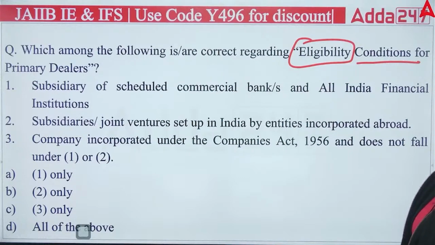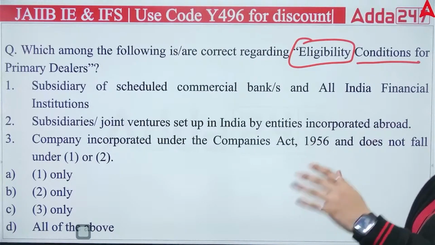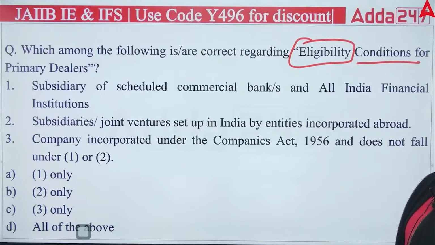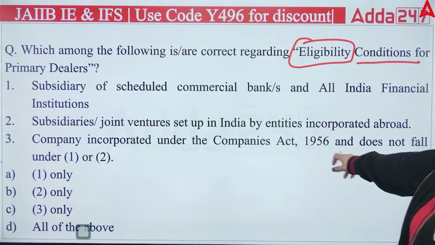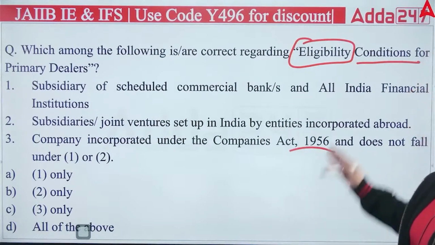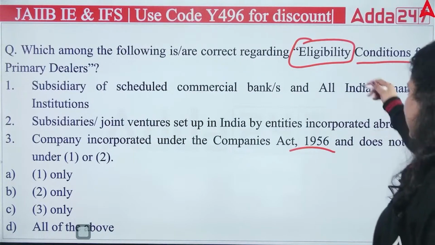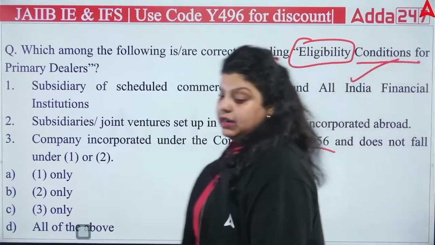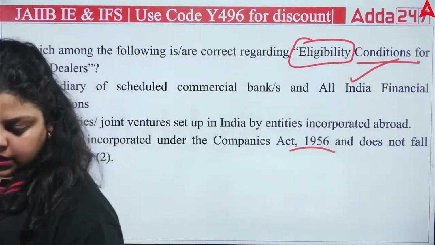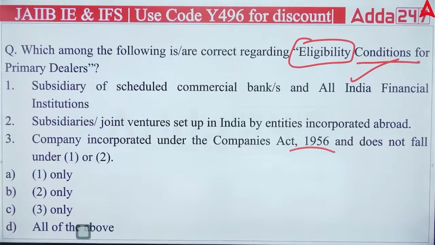Second, you can be a subsidiary or joint venture that is set up in India, but it is of a foreign company. So a foreign company's subsidiary or joint venture working in India, okay, that can also become a primary dealer. Third, the company which is incorporated under the Companies Act and does not belong to the category of statements 1 and 2. These are the three statements written in front of you about the eligibility condition to become a primary dealer in the country. So what do you think, which of the following is correct?